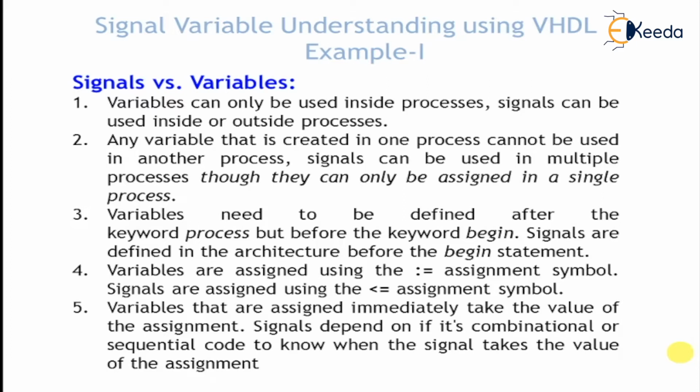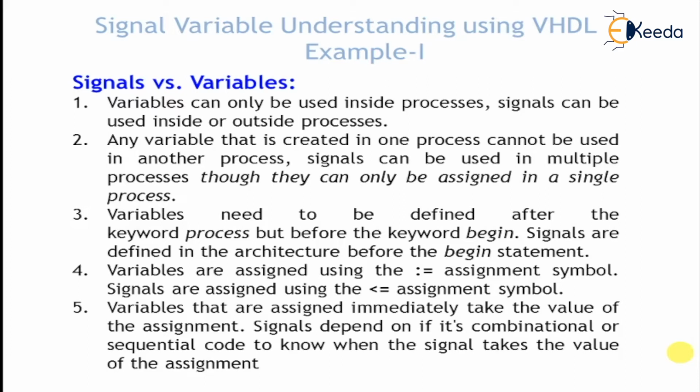Variables are assigned using the colon-equal assignment symbol, whereas signals are assigned using less-than-equal. This we have already seen and already used, so this is just a revision. Variables that are assigned immediately take the value of the assignment. So this is very important.